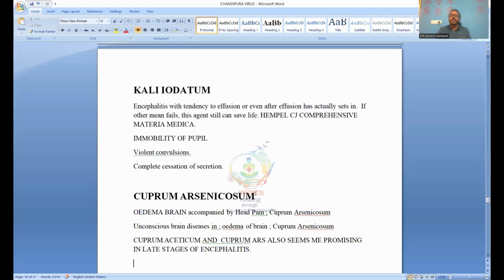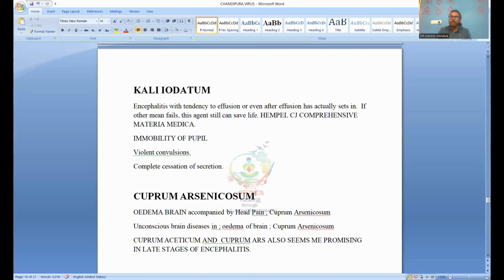So if we see Kali iodatum, encephalitis with tendency to effusion or even after effusion has actually set in. So it is also used in the second stage of the disease. If other means fail, this agent still can save life.